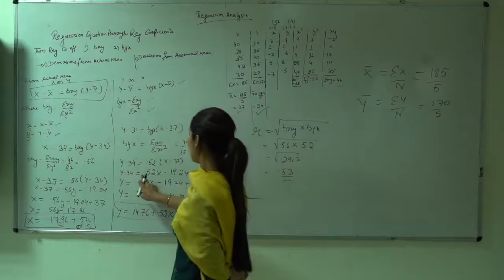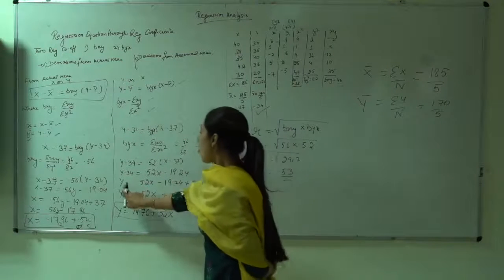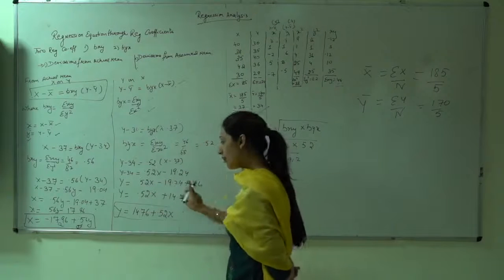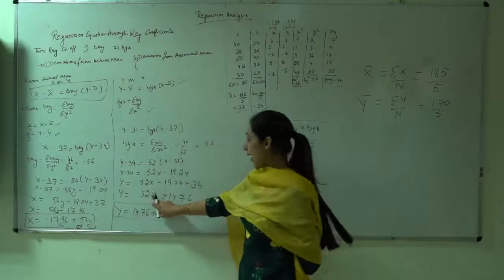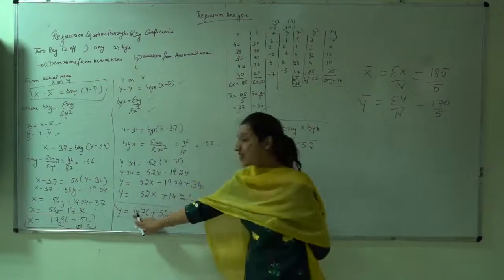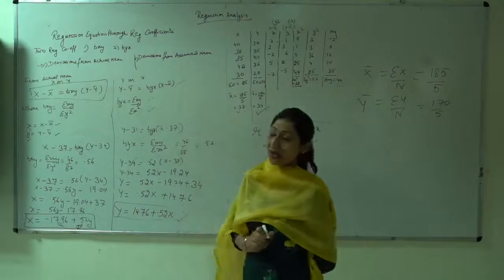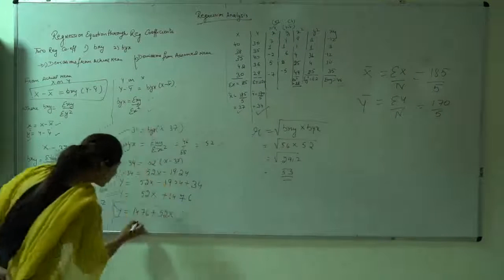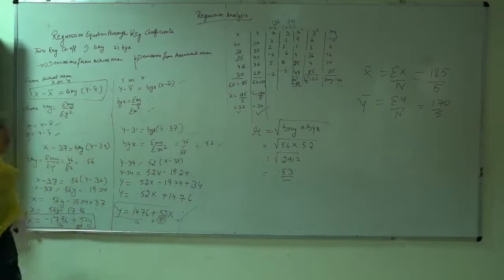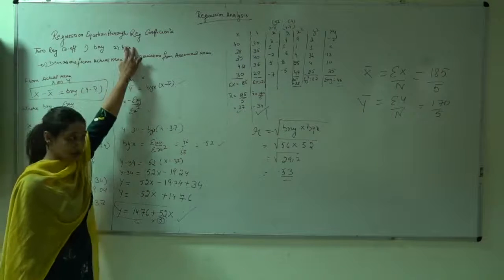So y minus 34 will be equal to 0.52x minus 19.24. y is equal to 0.52x minus 19.24 plus 34. y is equal to 0.52x plus 14.76. So y is equal to 14.76 plus 0.52x. So this is y on x. Here a is 14.76 and b is 0.52. So this is your regression equation that we calculated through regression coefficients.